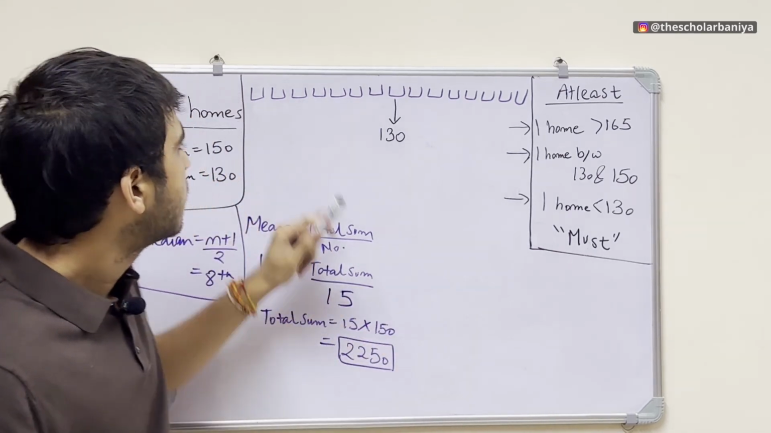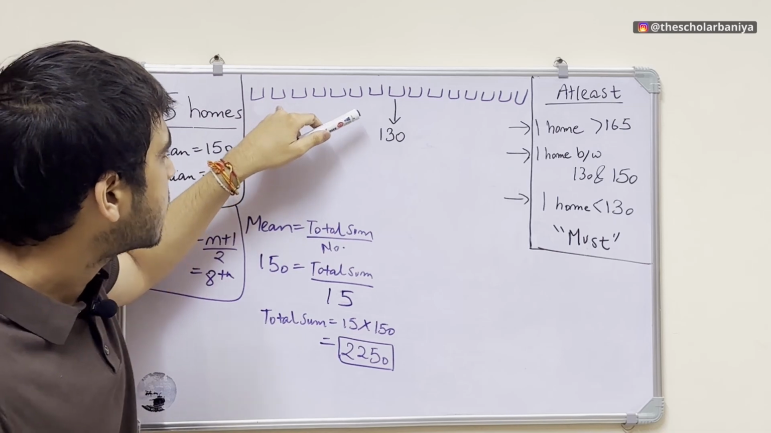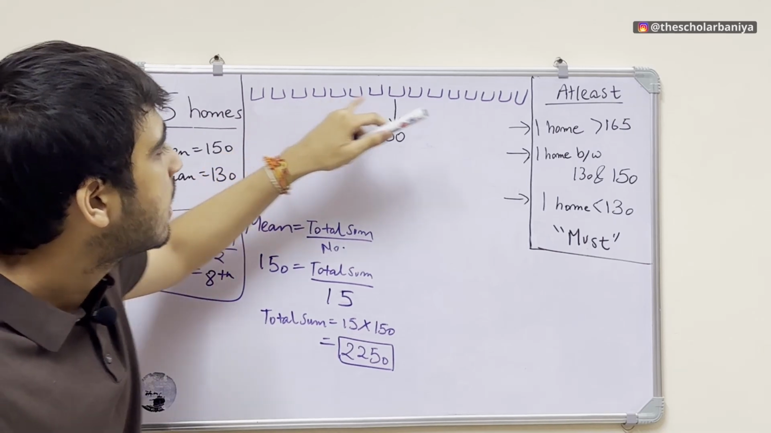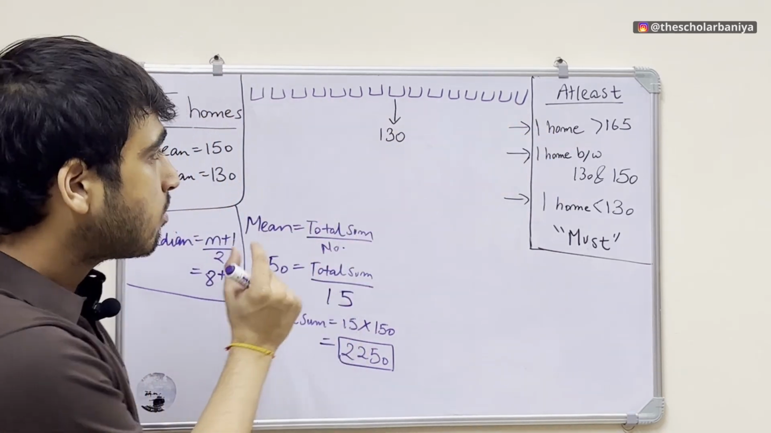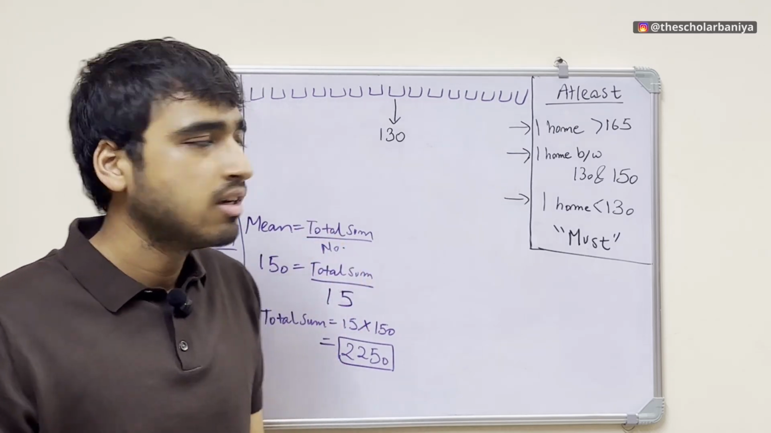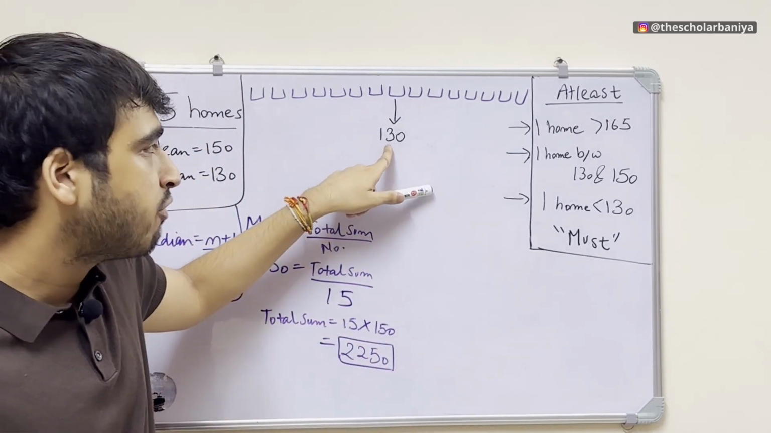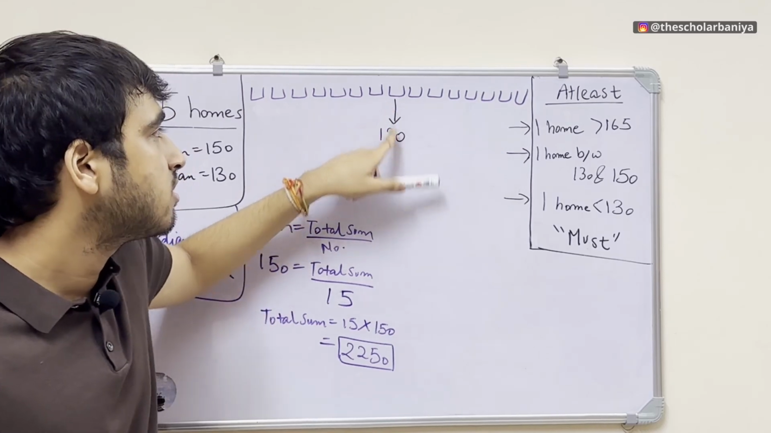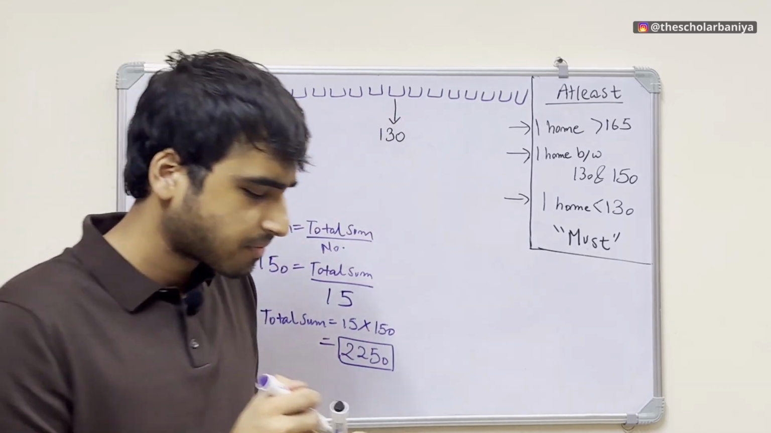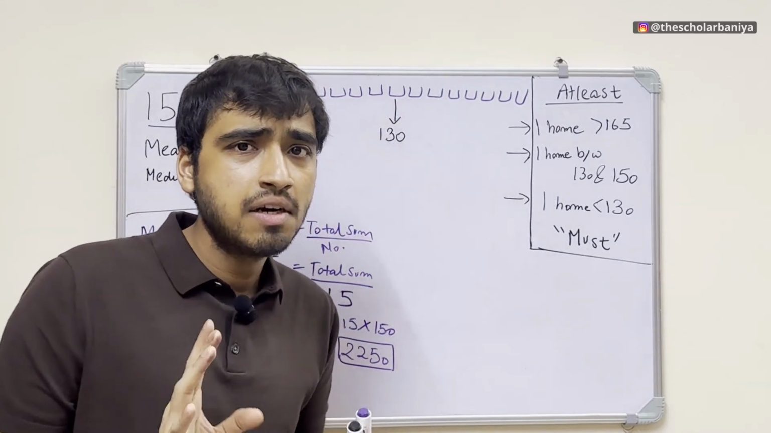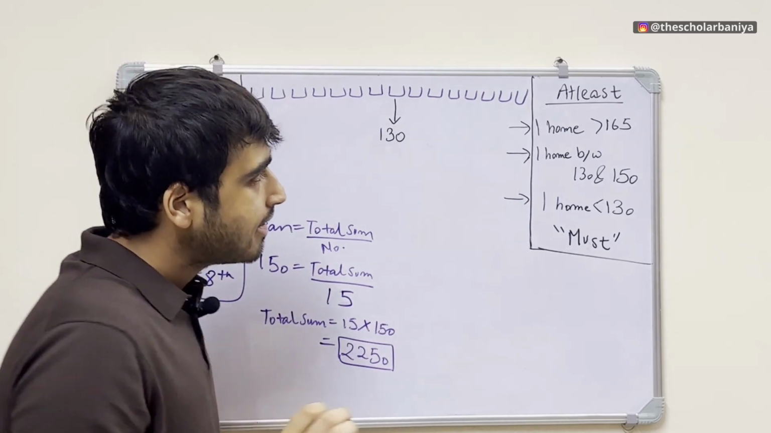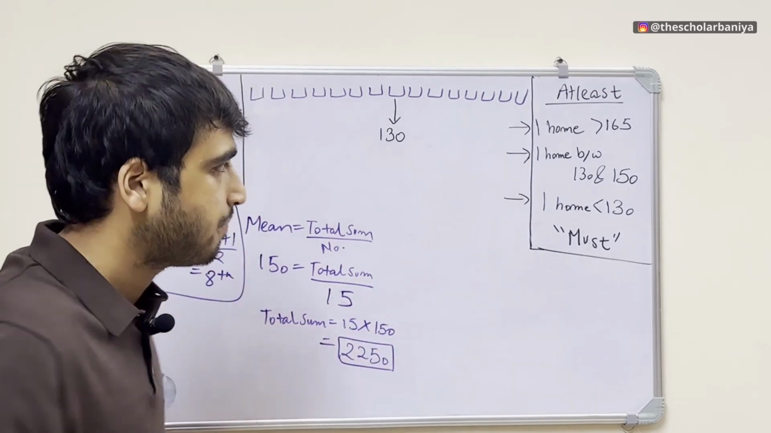Total sum means the price of this house plus this house plus this house, up till here. So the sum of all the individual houses is 2250, right? And one of them is 130, which is the 8th house, right? I hope this is clear till now. Okay, now let's see the options.